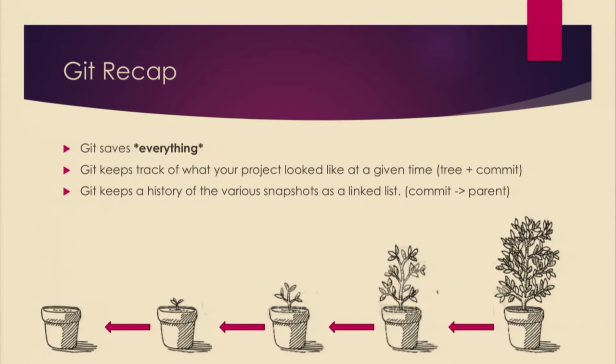Your project has a number of files. You have the manifest that tells you what is in those files. And you have the commit that keeps everything together. This is your metadata. This is your snapshot. And this is your actual content. Make sense?